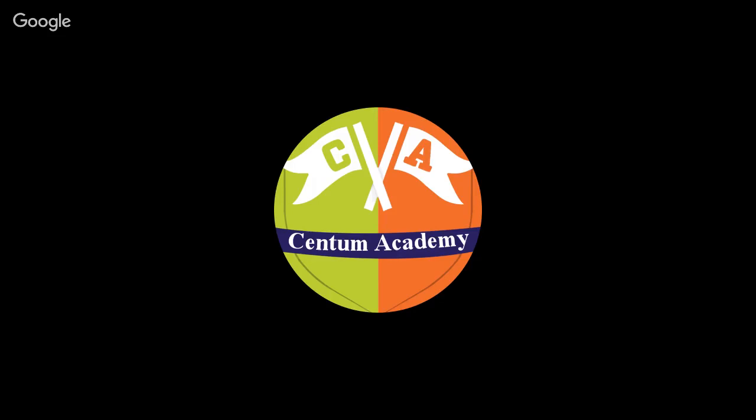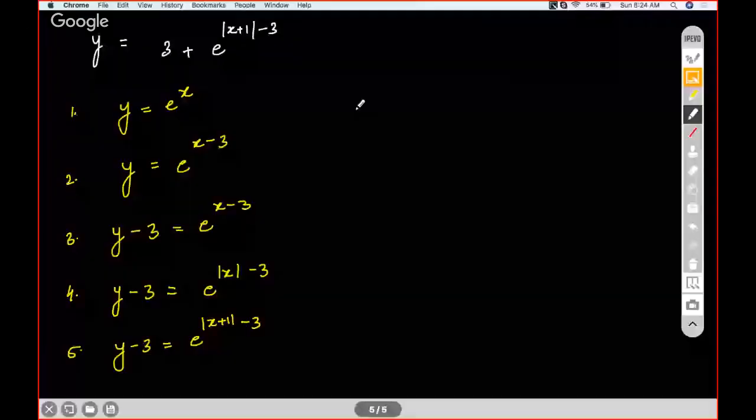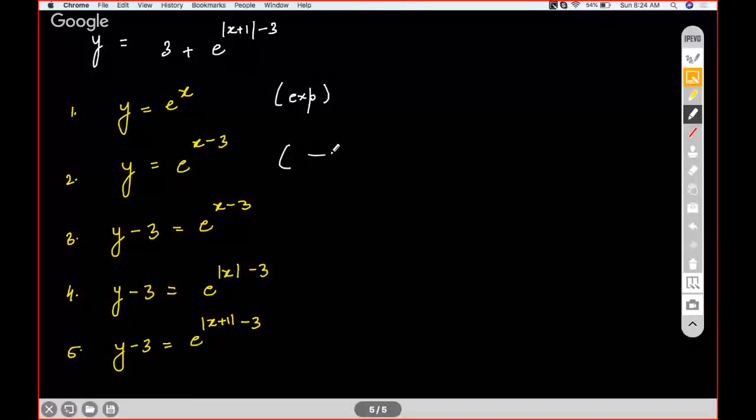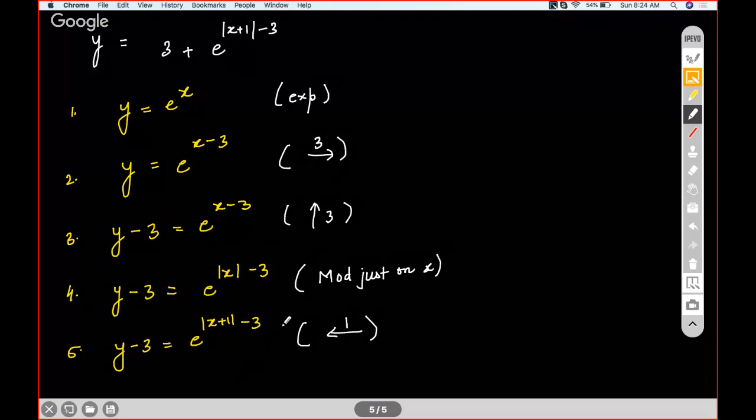So this is an exponential graph that we can draw. This is shifting the graph 3 units to the right. This is shifting the graph 3 units up. This is performing the modulus operation on x, just on x, so we know what goes in that operation. And then this is shifting the graph 1 unit to the left. So let's try to plot the sequence of events on our GeoGebra.